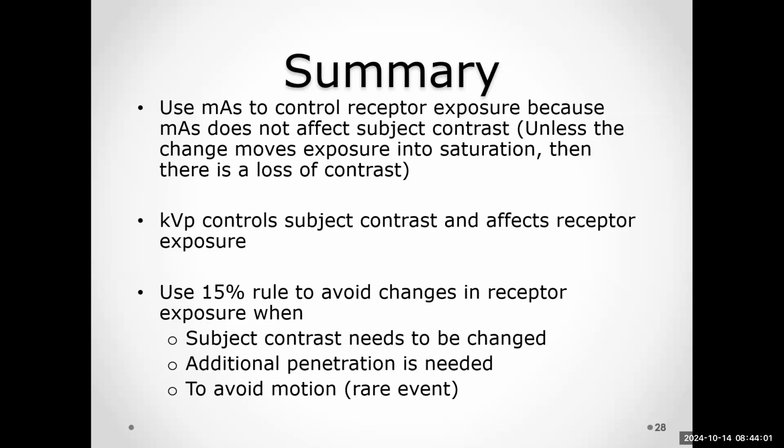So we're going to use the 15% rule to avoid changes in receptor exposure if the subject contrast does need to be changed, or if additional penetration is needed, say, for example, on an upper GI study, or rarely if we're trying to prevent motion.